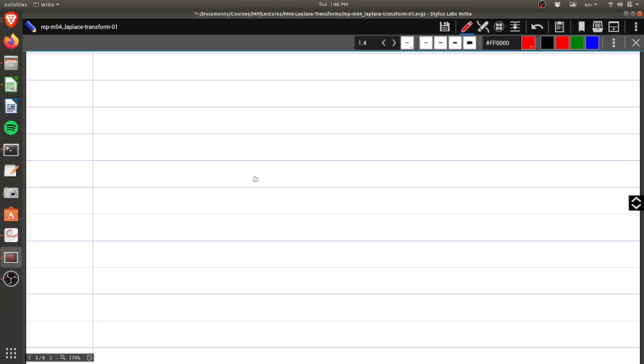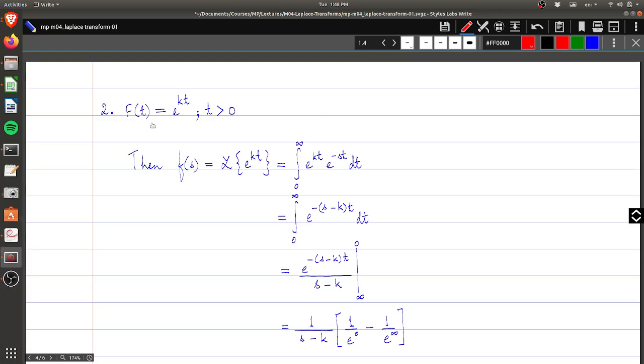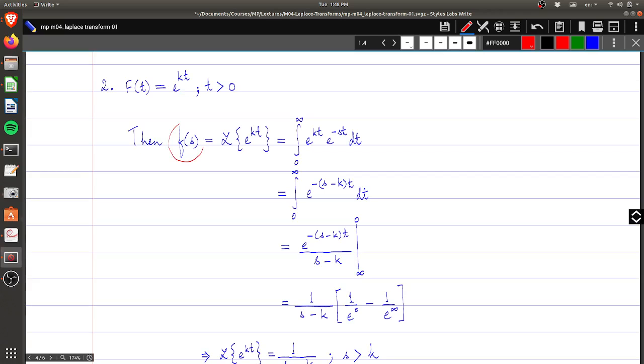That's one example. Another elementary function is, let's say, the function f of t equal to e to the power kt. k is some constant. It could be positive, it could be negative, but t is always positive. I want to find out the Laplace transform of this function e to the power kt. So how do we do that? We want to find F of s, which is nothing but the Laplace transform of e to the power kt.